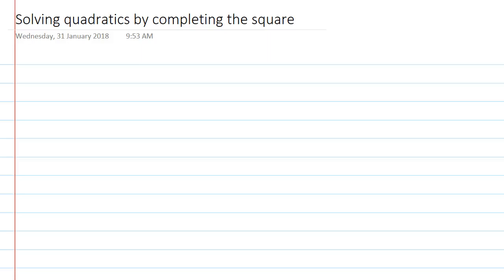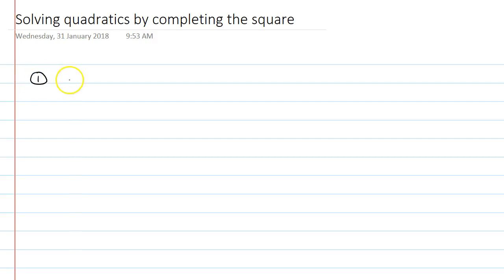In this video, I'm going to show you how to solve quadratics by completing the square. It's a good idea to watch the video on how to complete the square and to understand the difference of two squares and special expansions before watching this video. So let's have a look at a quadratic expression.